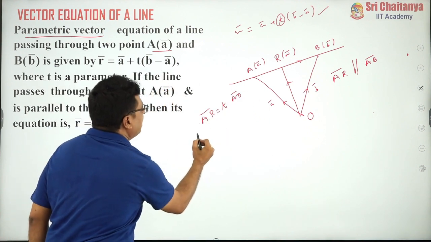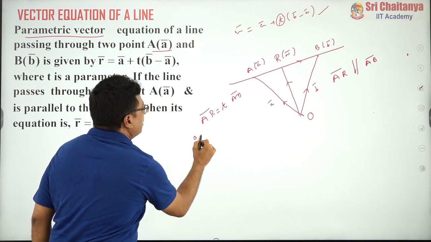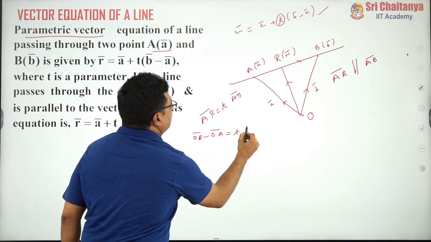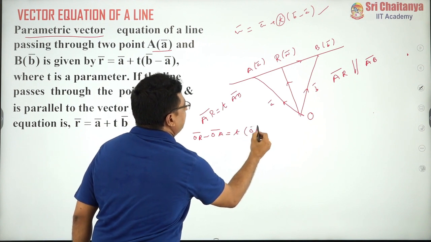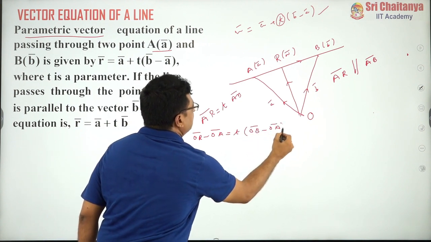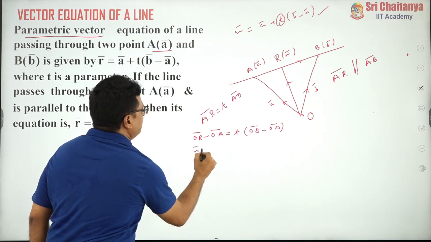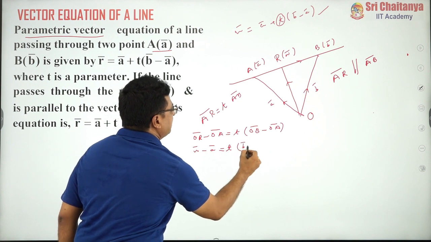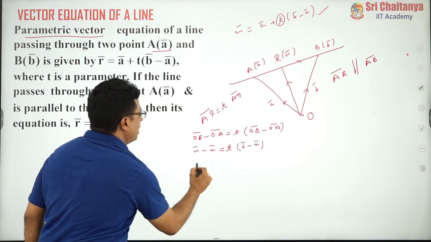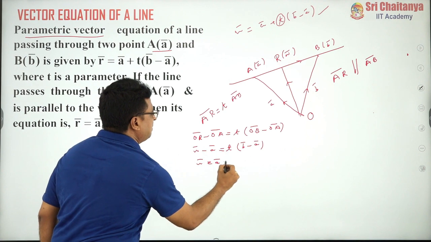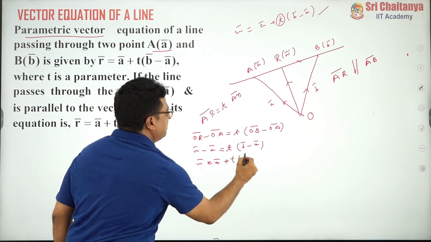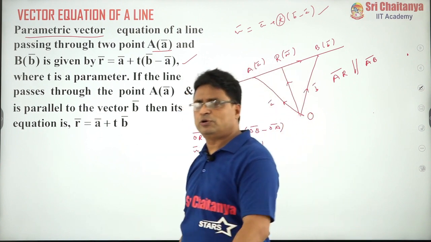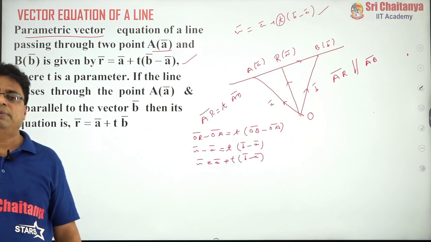So, here AR bar is OR bar minus OA bar, equal to T into AB bar, that is OB bar minus OA bar. So, this is R bar minus A bar equal to T into B bar minus A bar. So, R bar is equal to A bar plus T into B bar minus A bar. This is the equation of the line passing through 2 points A bar and B bar.